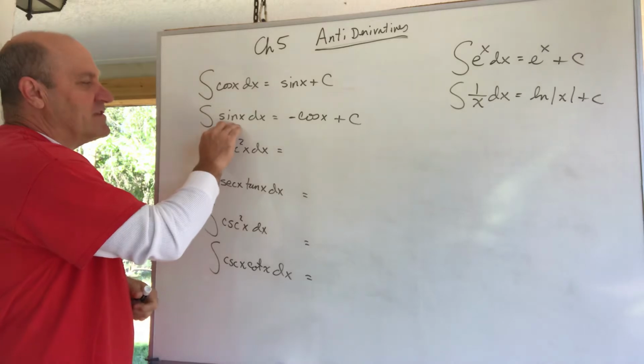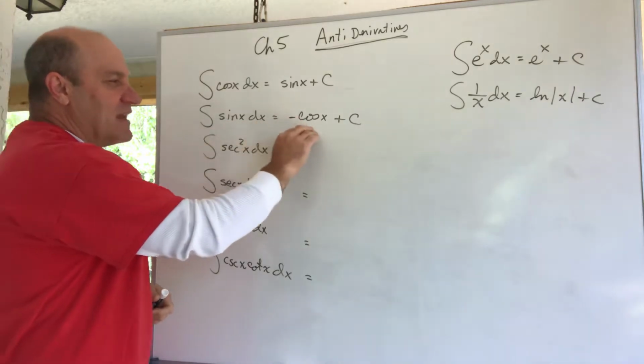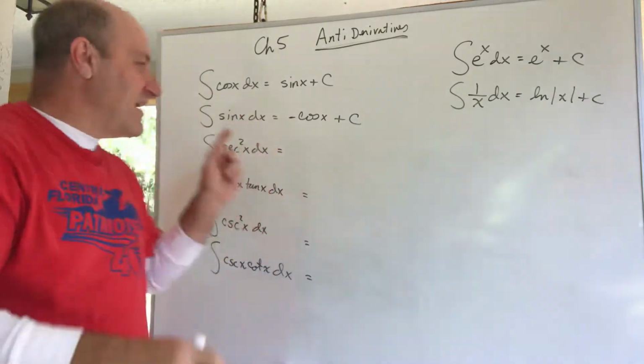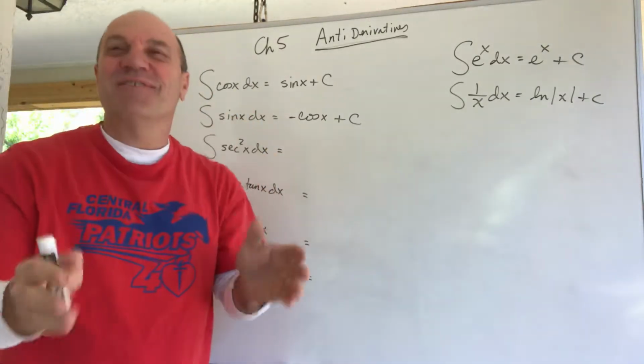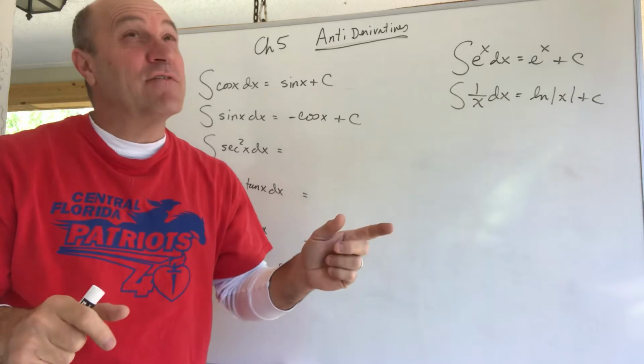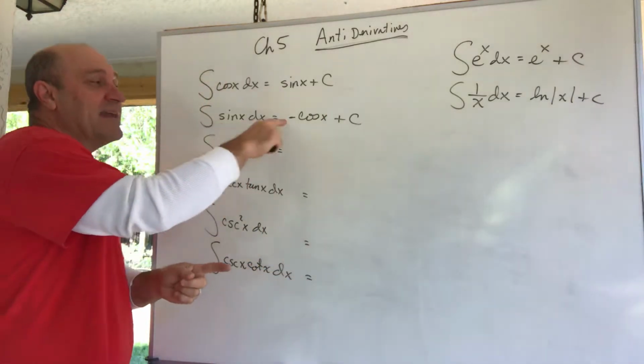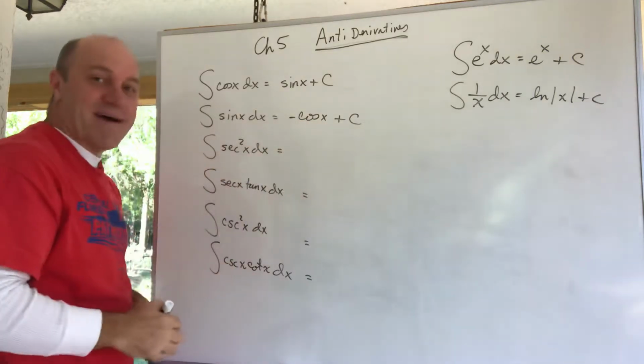What's the antiderivative of sine x? It is negative cosine x. Why is that? What was the derivative of cosine? Back in the day, the derivative of cosine was negative sine. So if I'm integrating a sine, I get a negative cosine, plus c.